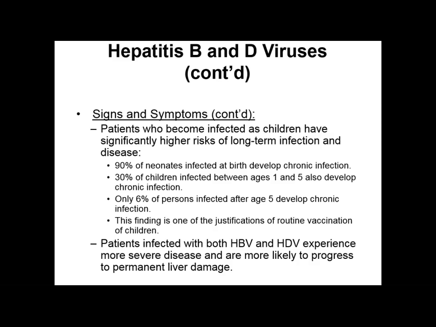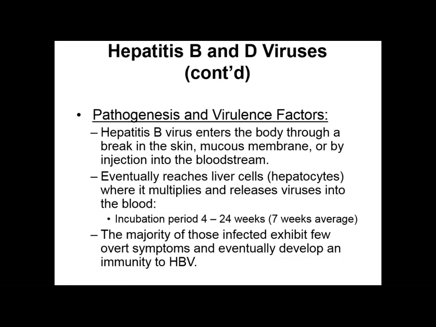This is one of the justifications of routine vaccination of children. If we can vaccinate these individuals while they're really young and keep them from developing the disease, they are much less likely to develop the disease in a chronic state. Individuals that are infected with hepatitis B and hepatitis D viruses are going to experience a more severe version of the disease and are much more likely to have that permanent liver damage develop in their bodies.